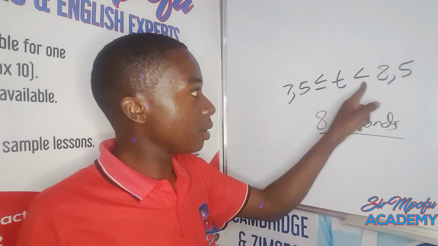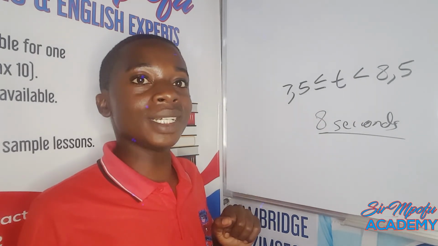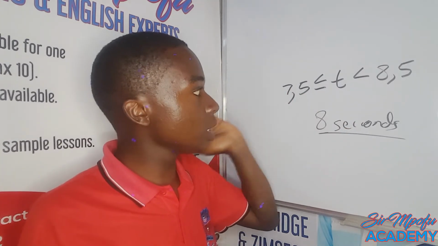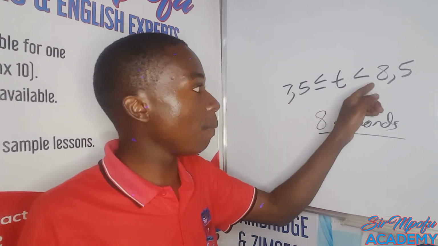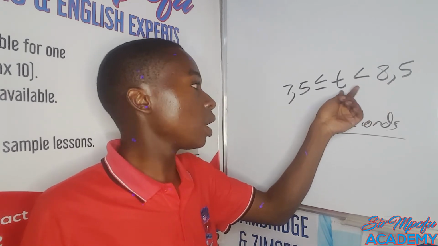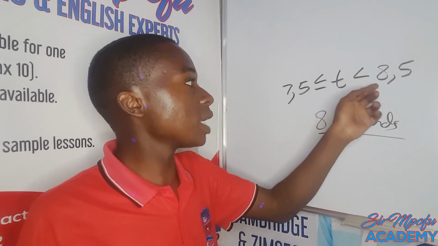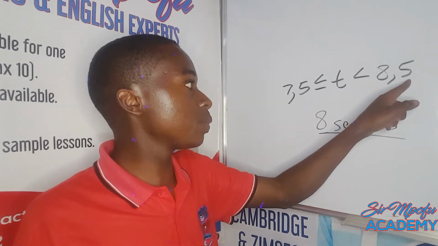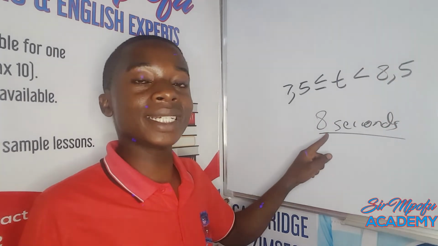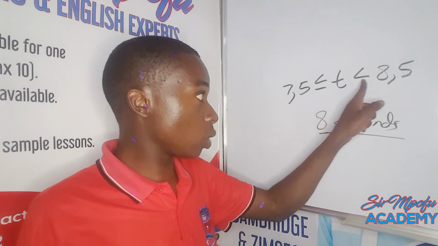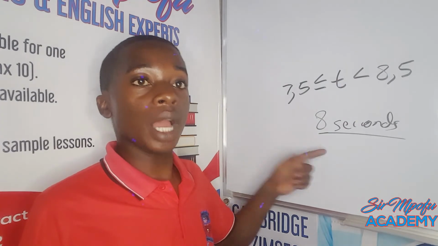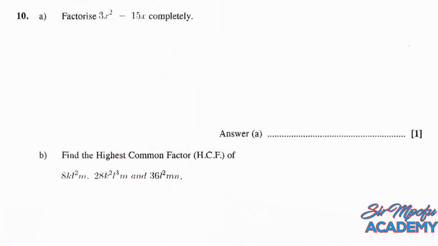But because here this is not an inclusive inequality, it's a strict inequality, it means the next number we need is the number that is not included in t. And that number, that's 8,5. Because 8,4, if you round it, we'll get 8 seconds. So here, because we don't have the equal sign, we need a number that won't give us 8. I'm sure that you are getting it.